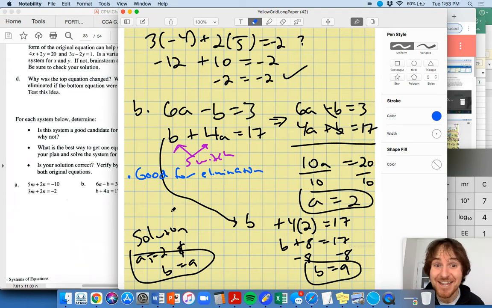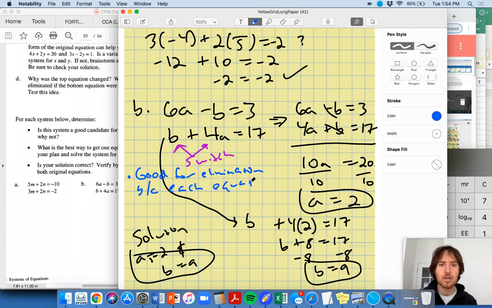It's written in standard form because each equation is written in standard form, right? A and B are both on the left side of the equation. We've got a constant number on the right side, not a variable. It's written in standard form, so it's good for elimination.